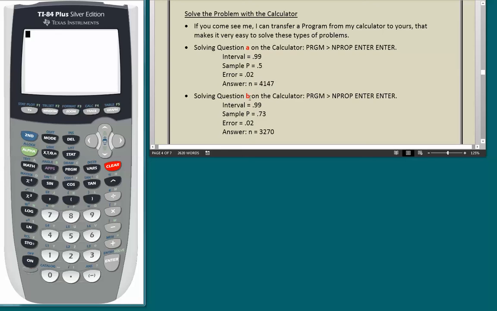Question B, almost the same with one little change. Again, program, you go to nprop, you hit the enter key twice. The interval is 0.99, but now the sample p is 0.73. That's something they gave you in question B, that percentage. The error is still 0.02. You hit enter, and the answer instantly comes back, n equals 3,270. So that is the answer in that scenario.